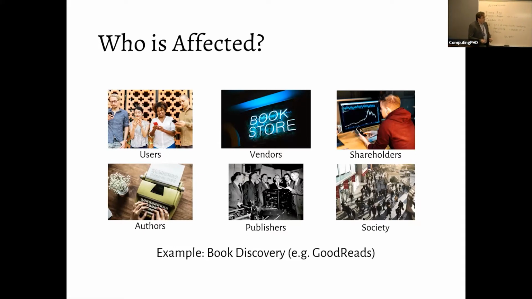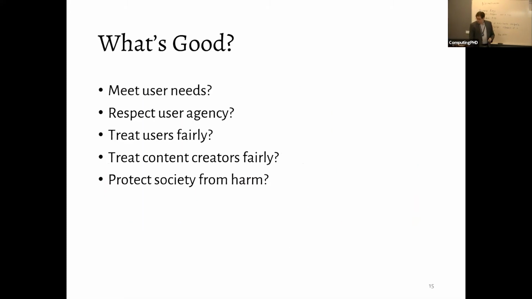And then finally, the information we consume, both in books and more broadly, affects what we know about the world around us. It affects how we understand and how we relate to the people around us. And so society, and the way that we engage in society, is a stakeholder in our information access, because of these broader impacts on how we engage in the various processes in our society. So there's a lot of questions around what it means for things to be good for everyone they affect. Do we meet user needs? Do we respect user agency? Do we treat people fairly? A lot of different questions.